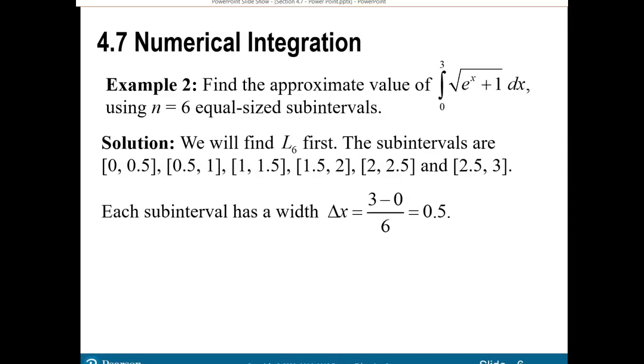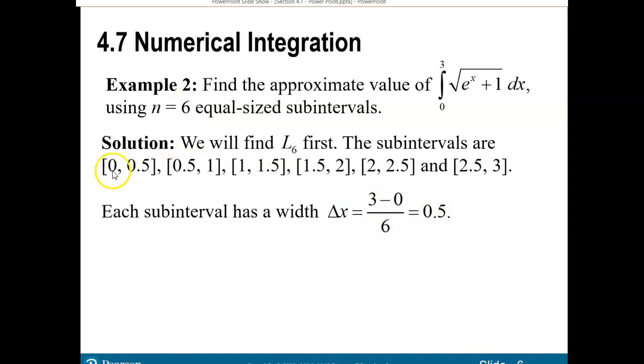So your subintervals for left endpoint, the a value is 0. That comes from here. So 0, we go to 0.5 here. We should have probably done this part first to show where these are coming from. So you want to find your delta x, probably your very first step here. So the 3 minus 0 is your b minus a divided by 6. We were given an n value of 6. So 3 over 6 is the 0.5.